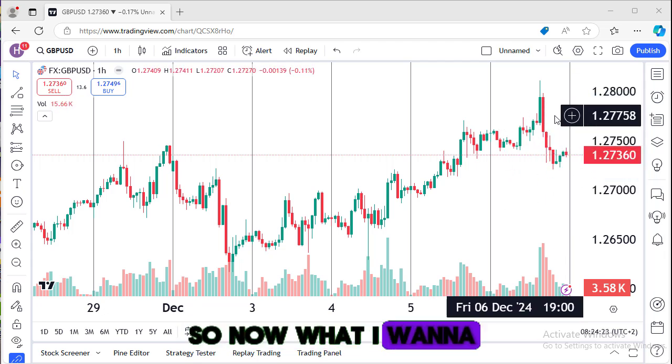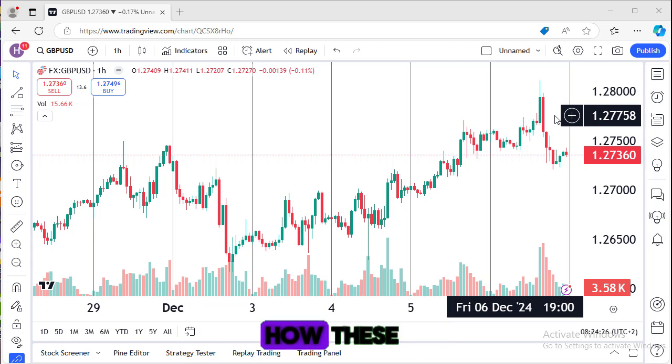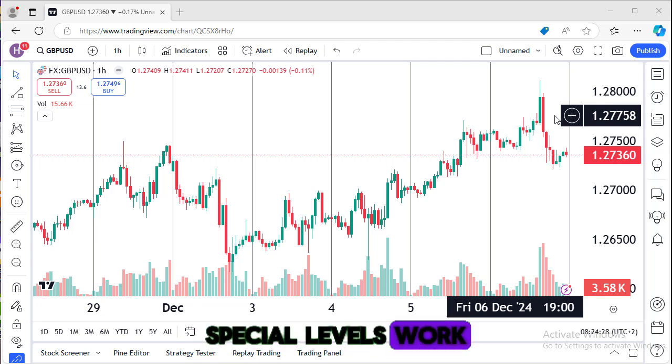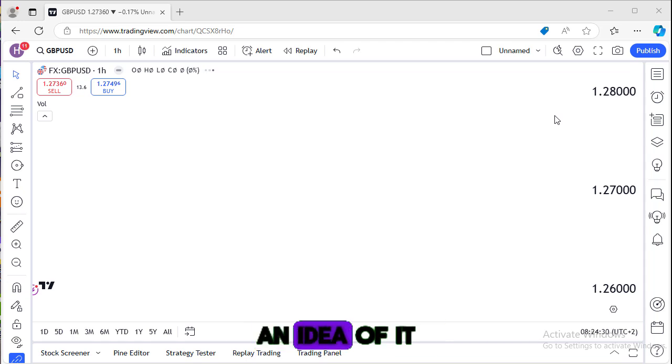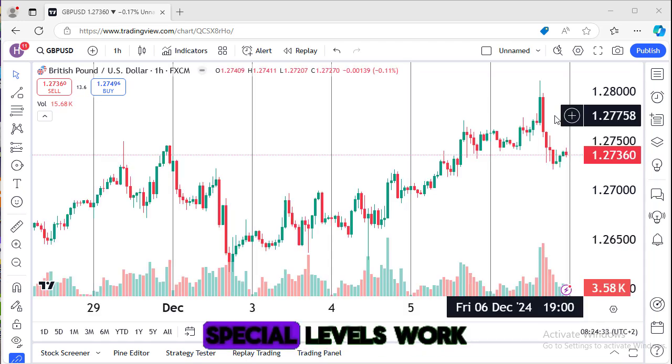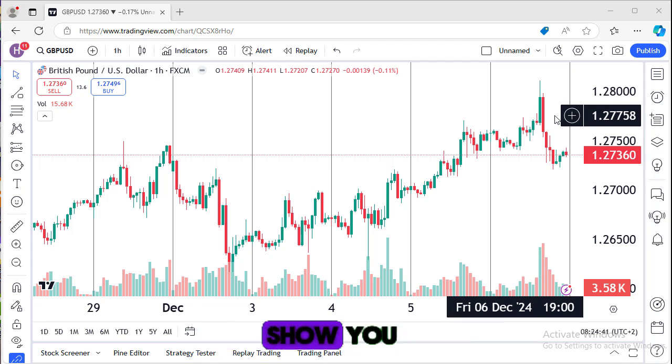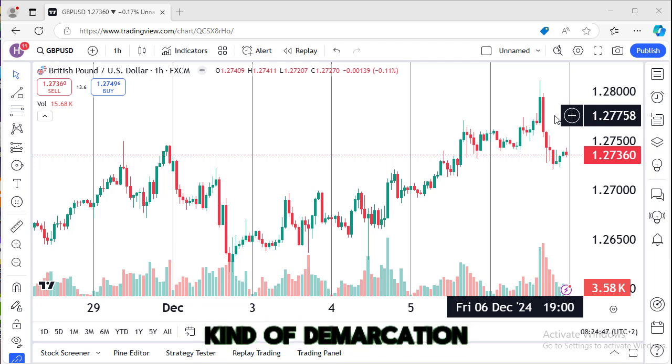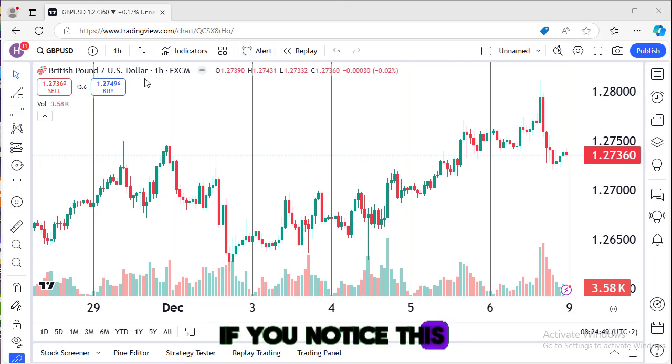Now what I want to show you is how these special levels work, the basics of them, to give you an idea of how special levels work and how you can take advantage of them, and the special thing about them. I just want to show you in the most simple, basic form. Now, to put this kind of demarcation, this is a 1 hour chart. If you notice, this is the 1 hour time frame.